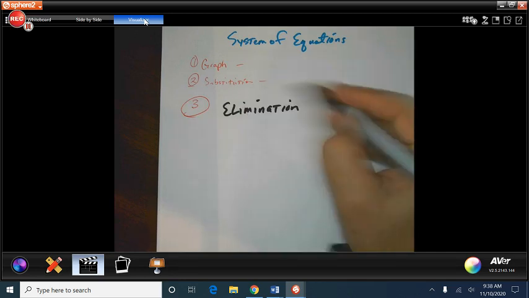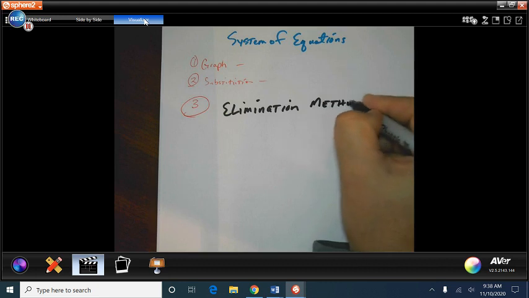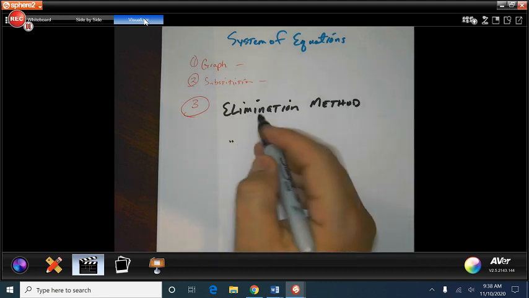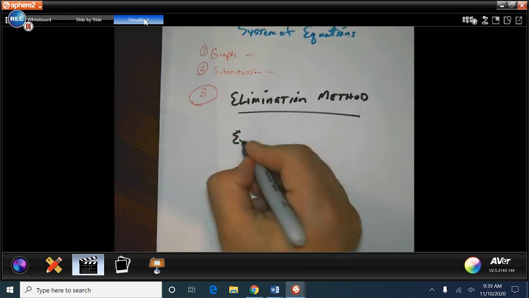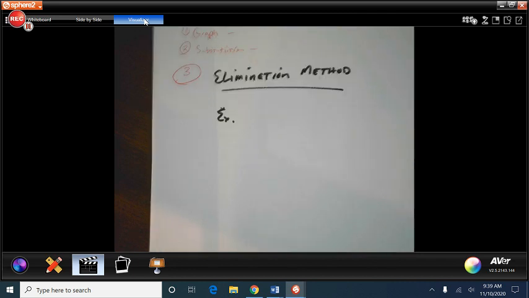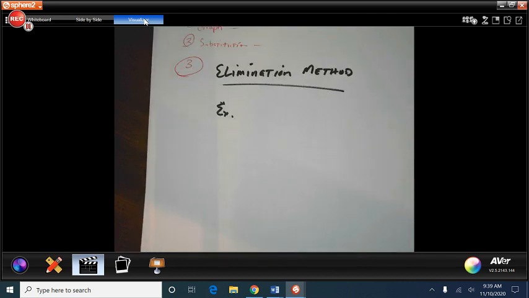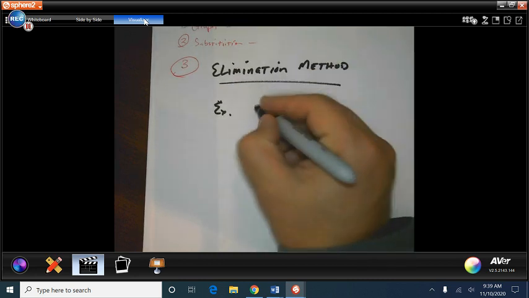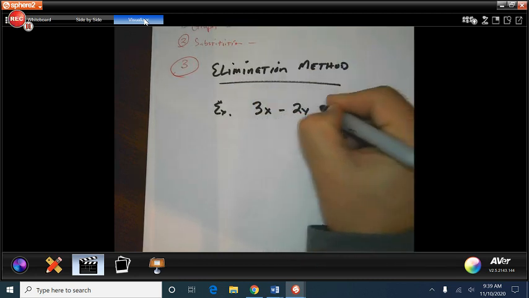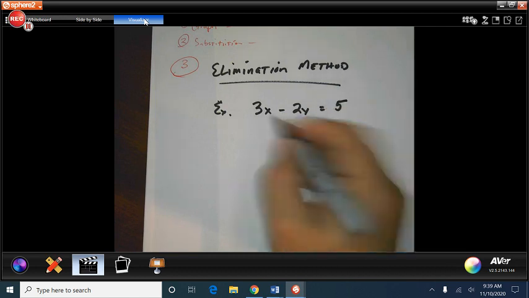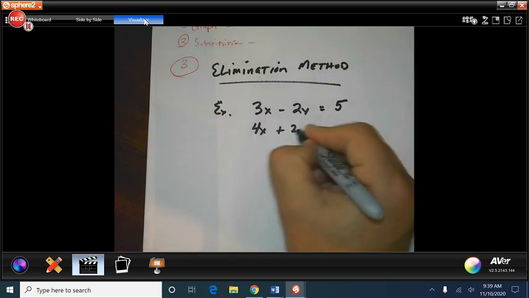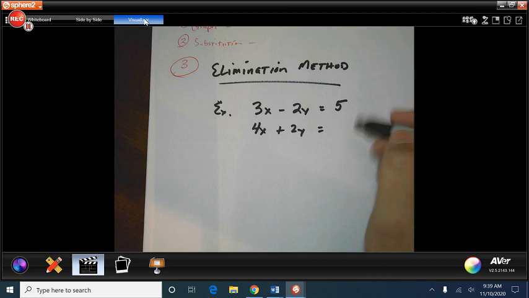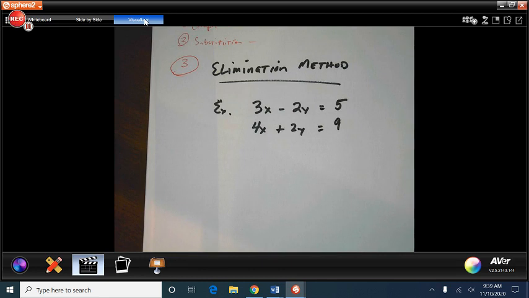We're going to do two examples, and I want you to write both examples down in your notes. Okay, so we got elimination method. All right, so here's example number one. I'm just going to make it up out of my head, which isn't always good because sometimes you don't get an even answer. But let's say we have 3x minus 2y equals 5, and then we'll say 4x plus 2y equals 9. Okay. So go ahead and write that down.